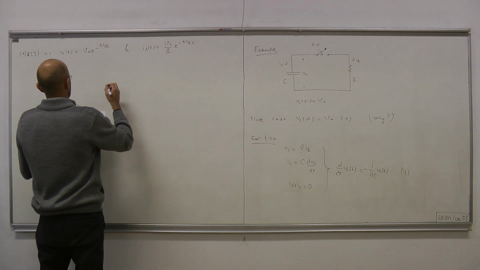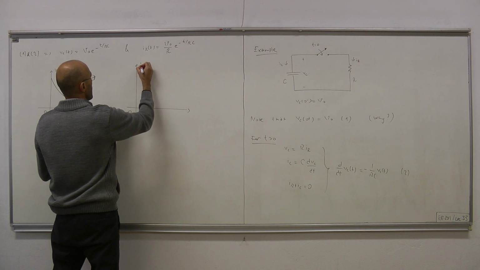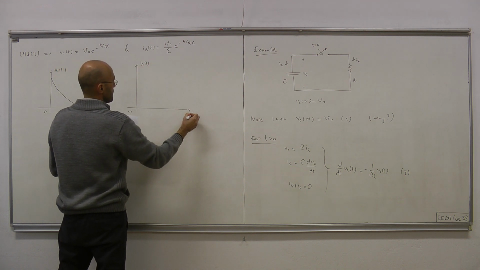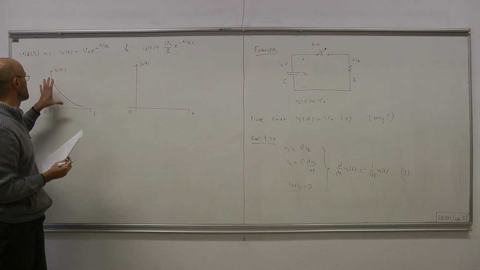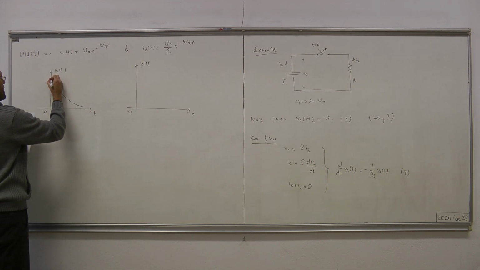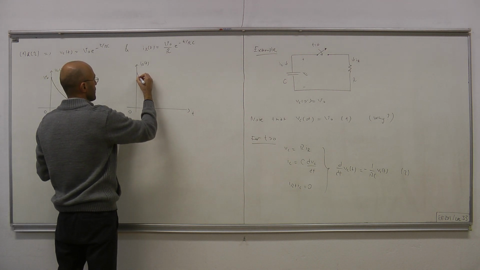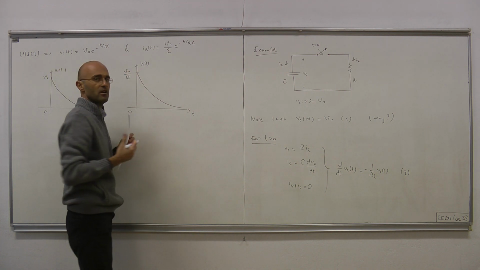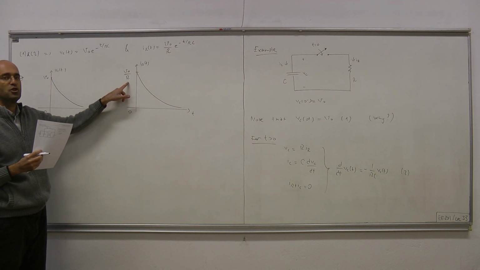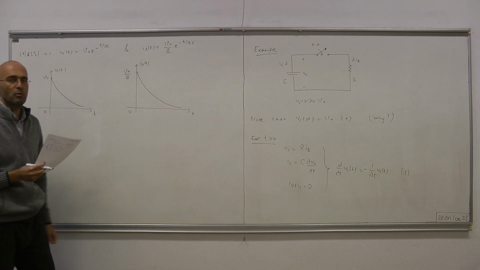And IR(t), the current, will have the same shape, okay, the same curve, only it's scaled by 1 over R. This is V0. Now we have the same shape, but we're starting from V0 over R. So this is the initial current of the resistor. As time goes on, it becomes smaller and smaller.